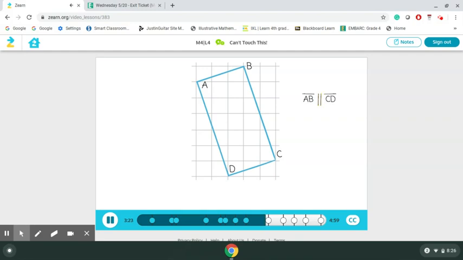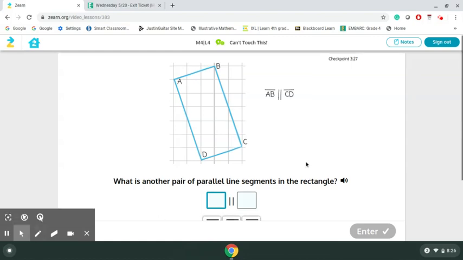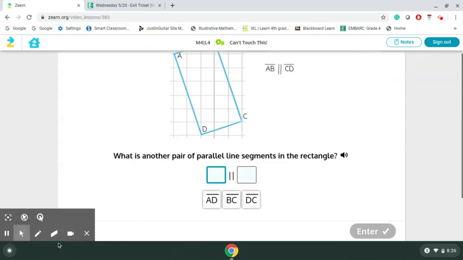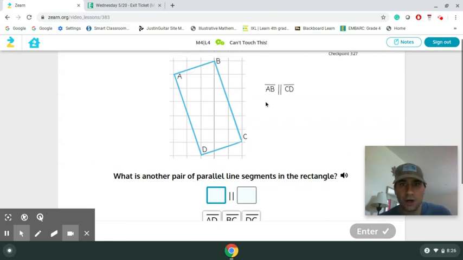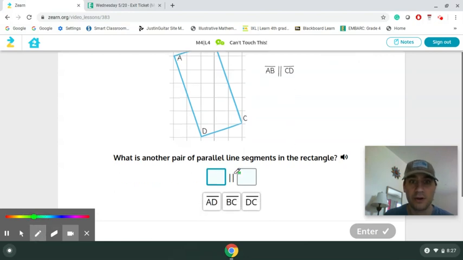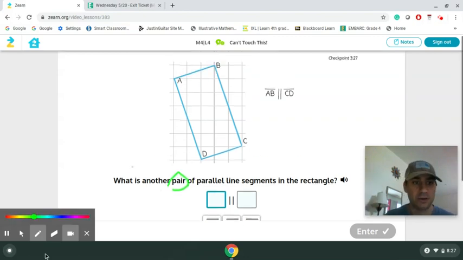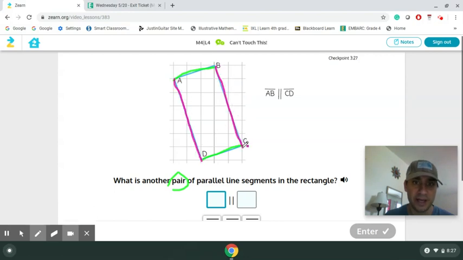Use this symbol to record another parallel pair of line segments in the rectangle. All right. So AB and CD are parallel. So we need to know what's another pair, which means two, right? A pair of parallel line segments in the rectangle. Well, if we used AB, we only have two more. So let's do a different color. We'll use pink. What about AD and BC on the opposite sides?